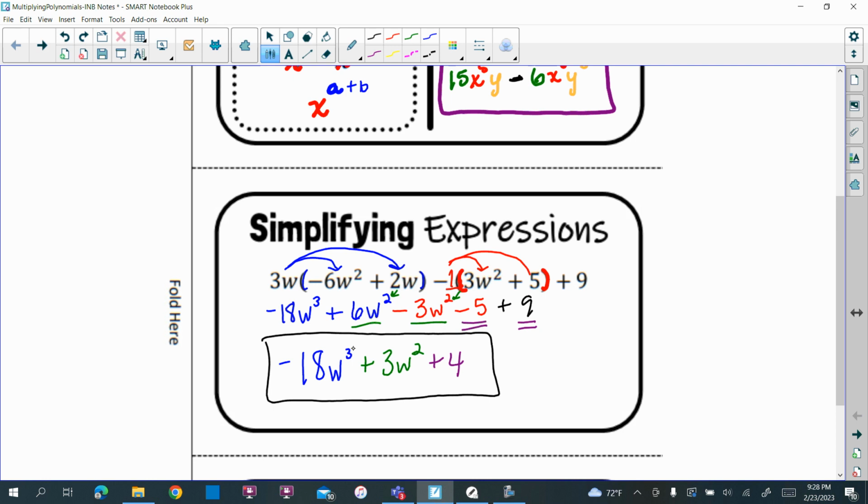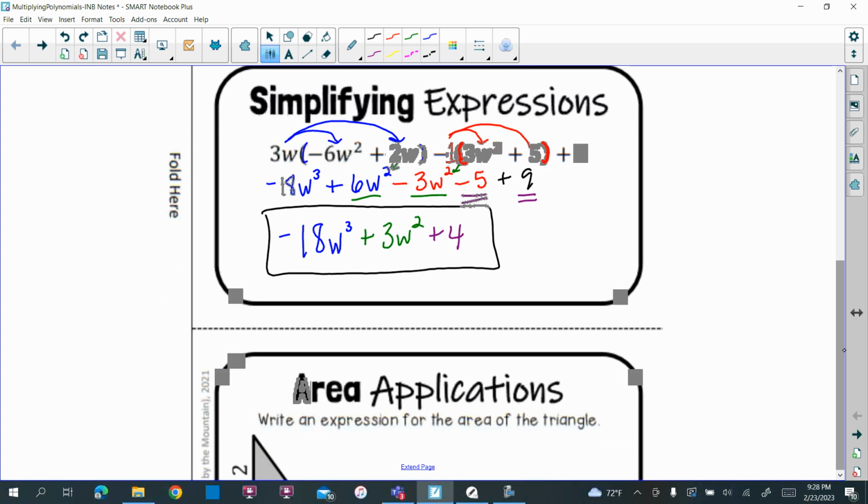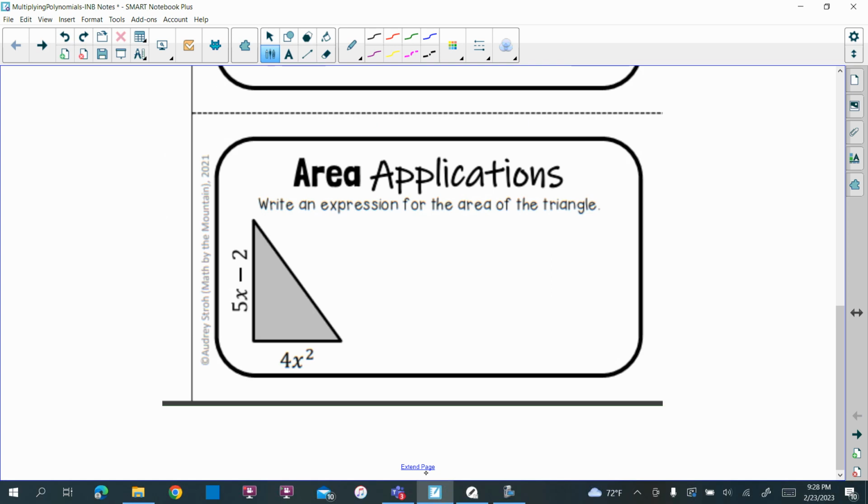So we're just going to really focus on you putting those skills that we have used before with distributing with monomials and with also a polynomial. Now, this last part, the area application, is just taking that skill and applying it to shapes, okay? So they want us here to find the area of the triangle. And in order to find the area of a triangle, the formula is base times the height divided by 2. Or you can think of it as 1/2 base times height. Those are the same thing.